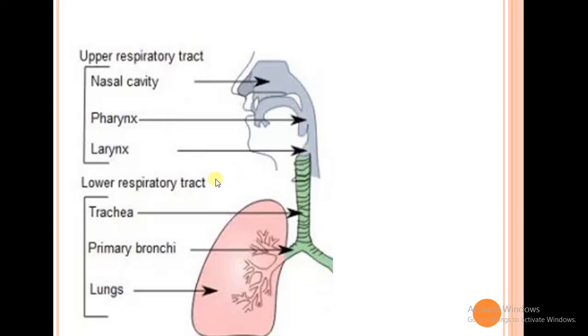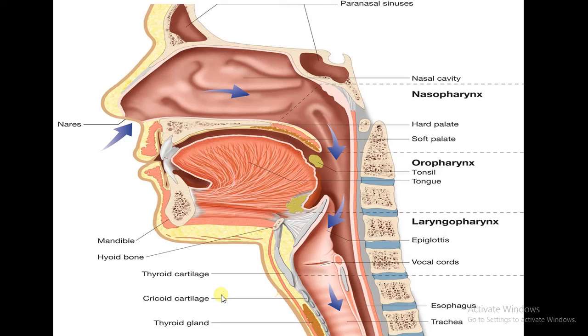While the lower respiratory tract is formed by the trachea, the bronchi, these are the two main bronchi, and the lungs, in which we have the spongy tissue, connective tissue, as well as the airways, and the alveoli, and the blood vessels and lymphatics as well. So first we are going to start with the upper respiratory tract.